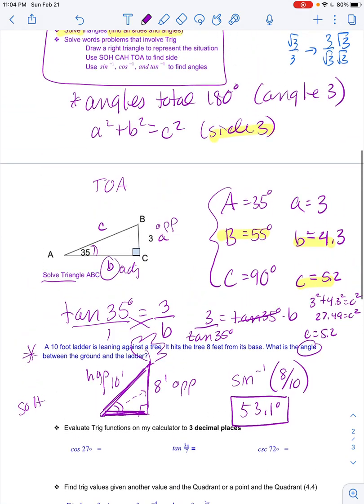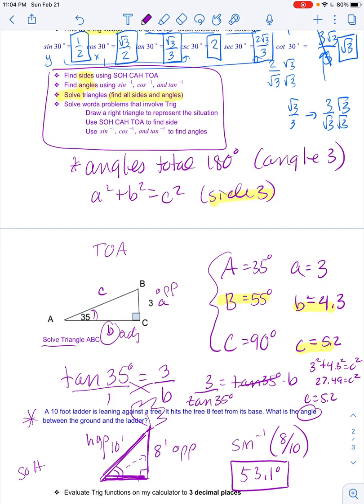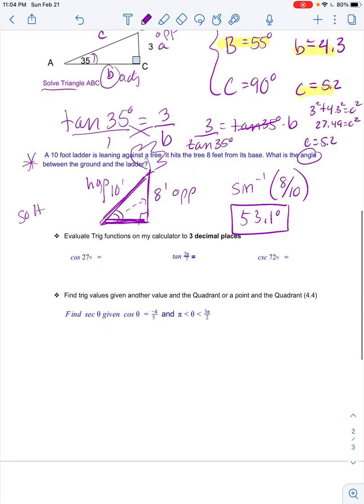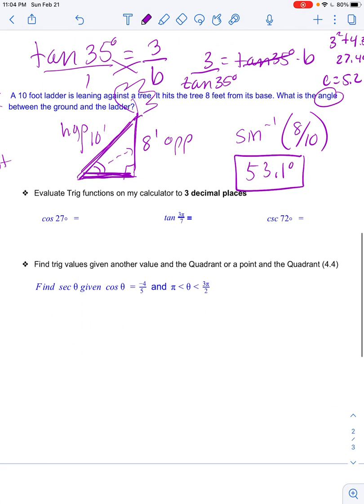So these two examples kind of tie back to all of these. These are all very similar, but that's definitely something you want to go back and practice from your worksheets. All right, hang in there. We're going to wrap this up.